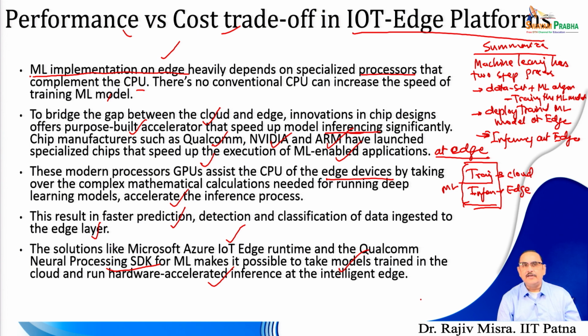So, the machine learning pipeline has to have these following changes: training can happen at the cloud, whereas the trained model can be deployed, and therefore inferencing can happen at the edge. And for inferencing to have a good amount of speed, it requires accelerators for the edge, which are being developed by various companies like NVIDIA, then ARM and Qualcomm.